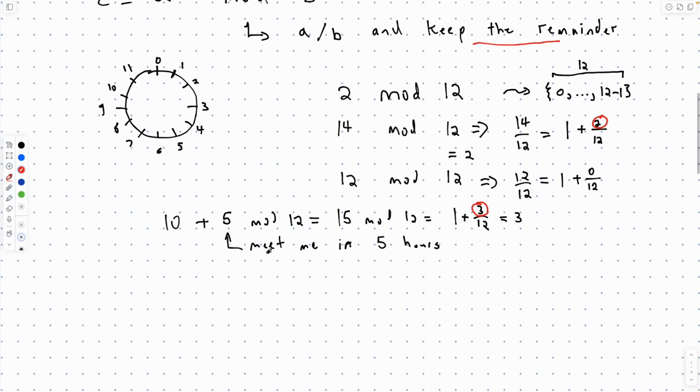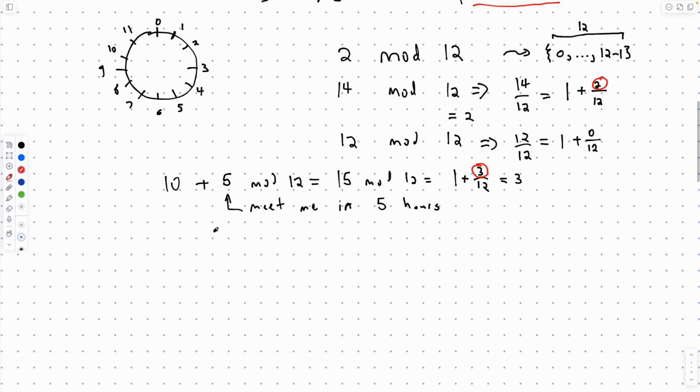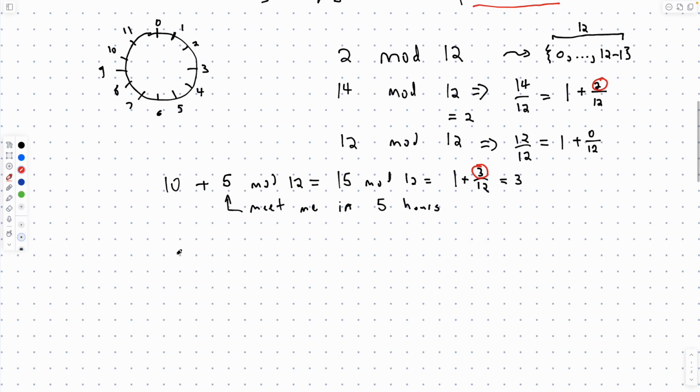Okay, what if I give you one more example, and then I'll write down a rule. What's 10 plus 12 mod 12? 10. Okay.